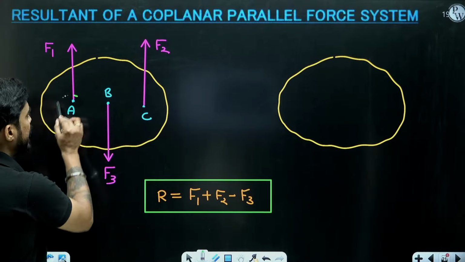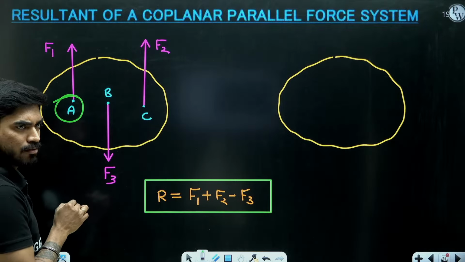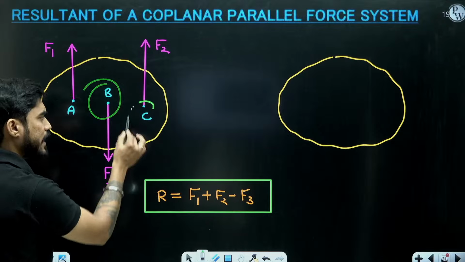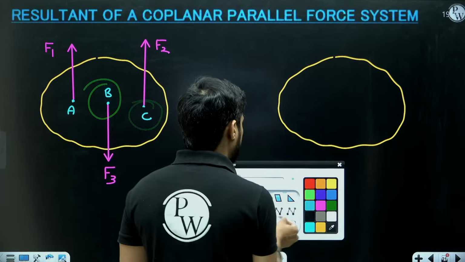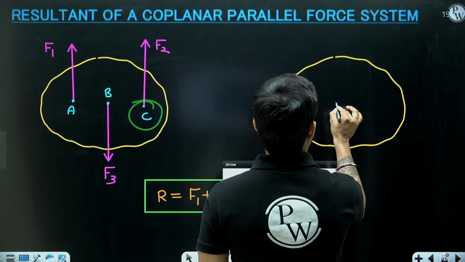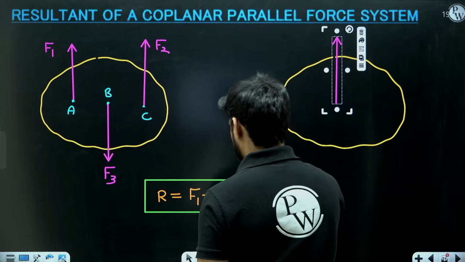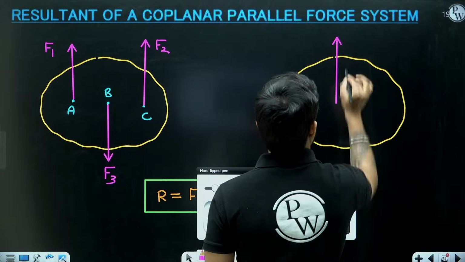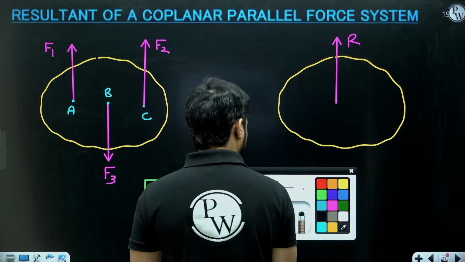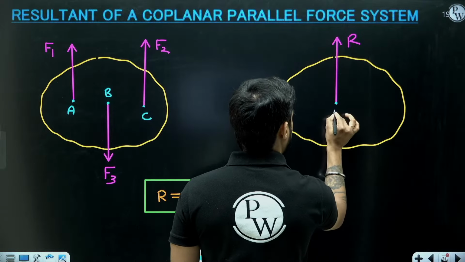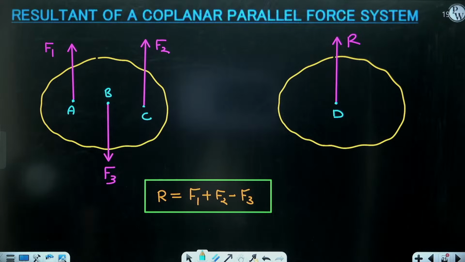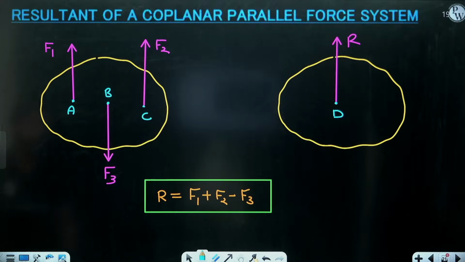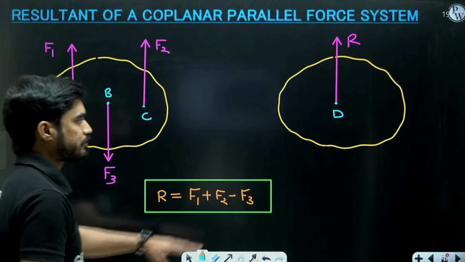Will it act at point A? Will it act at point B? Will it act at point C? Or will it act at some other point? So we need to find the position of this resultant force. Let's say this is R, and let's say it is passing through a point D. So how do we find the position of D?